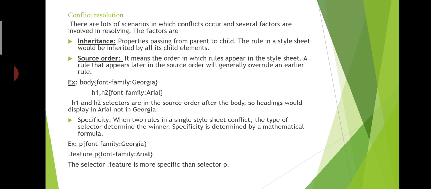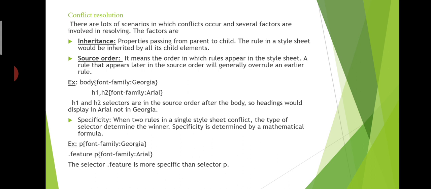Inheritance means, already we know that inheritance is nothing but acquiring the properties from the parent to the child. The rule in this style sheet would be inherited by all its child elements. Next is the source order, second one. It means the order in which rules appear in the style sheet. A rule that appears later in the source order will generally overrule an earlier rule.